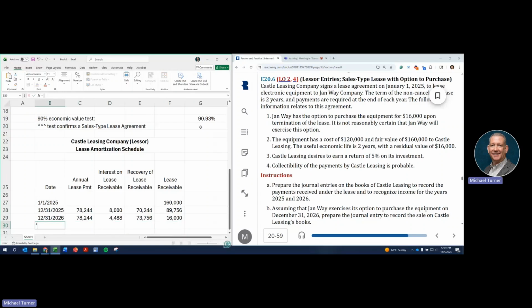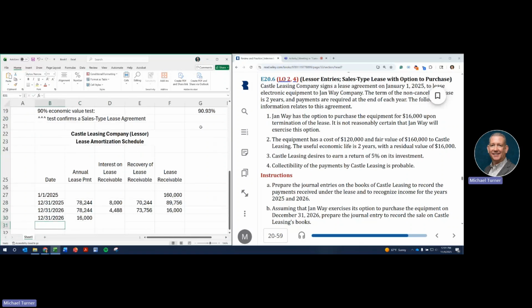So our last row here, if we do assume that Janway makes the purchase, or Castle sells the asset, we should get a $16,000 cash payment. There's no interest because there's no passage of time between these two lines. They're the same day. And then the recovery of the lease would be the 16,000. And if we do our calculation where the prior balance minus the current payment, it's going to leave us with $0. So now we have our amortization schedule set up.